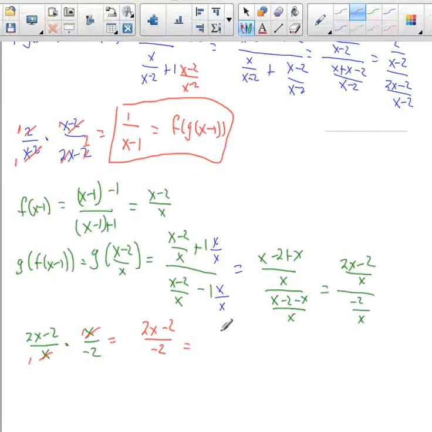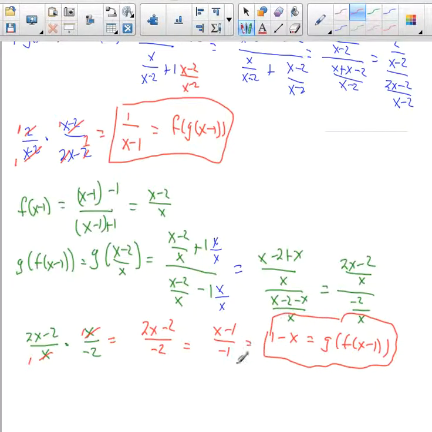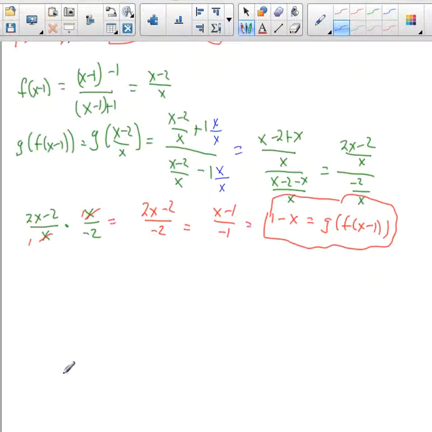I can divide everything by 2. So I'd have x minus 1 over negative 1. And then I can divide by negative 1, which will give me 1 minus x. And this is equal to g of f of x minus 1. And finally, we're going to do the subtraction that was asked for in this problem. So the problem asked us ultimately to find, scroll down a little bit, f of g of x minus 1 minus g of f of x minus 1.